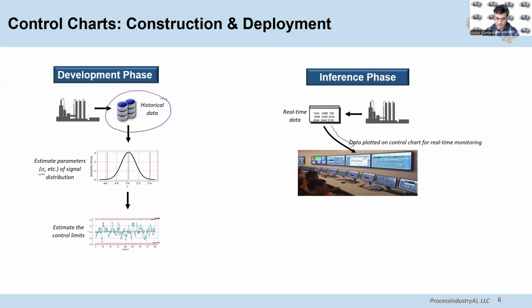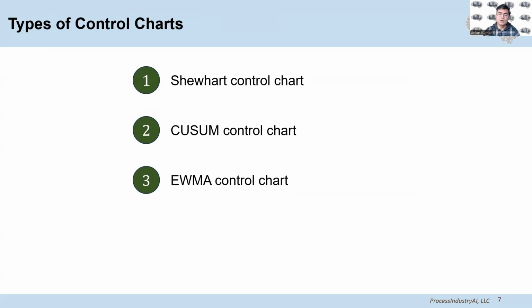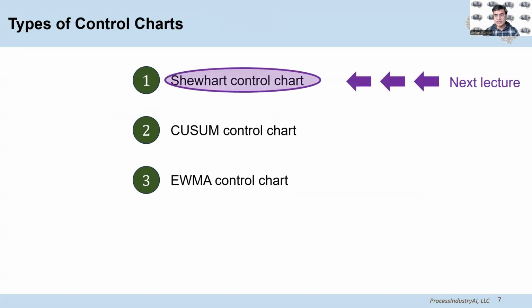Sounds simple, right? Now, there are three types of popular control charts. One, the Shewhart control chart. Two, the CUSUM control chart. And three, the EWMA control chart. We will look at all these control charts in this course. In the next lecture, we will start with the simplest of them, the Shewhart control chart.